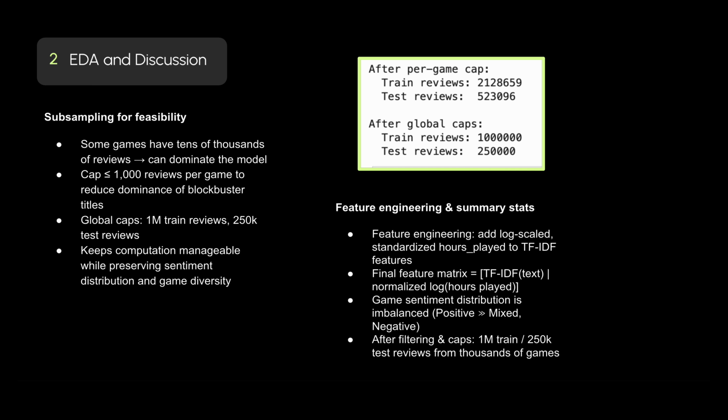And in terms of feature engineering, I included hours played, so that's effectively a behavioral signal to reflect how much time a user spent in game, which I thought could be useful for modeling. So to incorporate that, I added log-scaled standardized hours played in addition to the vectorized features. So we have a final feature matrix with both of those, and we're able to filter and cap, as I mentioned before, so that ended up with 1 million training reviews and 250,000 test reviews.